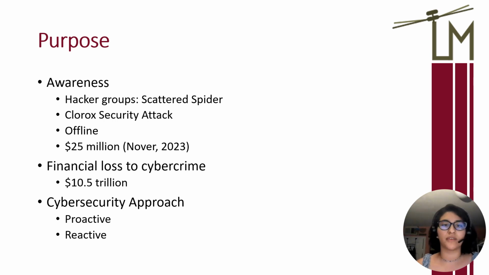The purpose of this is to create awareness regarding breaches like the one that happened at Clorox from Scattered Spider. Scattered Spider is an e-crime cybersecurity attack group that uses social engineering tactics to acquire information. And Clorox was breached, causing their automated systems to go offline and leaving a loss of 25 million, which was spent to pay for the repairs.